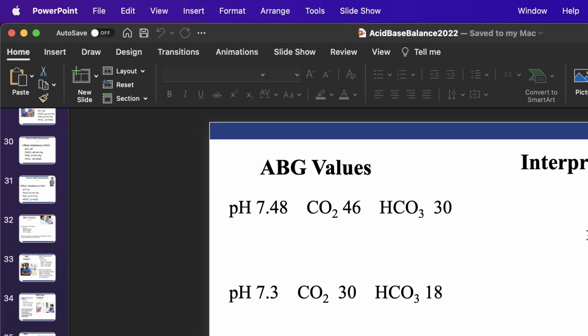Another way you can check yourself: fully compensated is the easiest of the bunch because either the pH is within normal or not. So that one's easy enough to determine. Where it gets a little fuzzy for people is whether it's partial compensation or no compensation. Another way to double check yourself is that if there's partial compensation, all three values would be abnormal. And if there is no compensation, only one value would be within normal limits. So it's just a way to double check yourself.